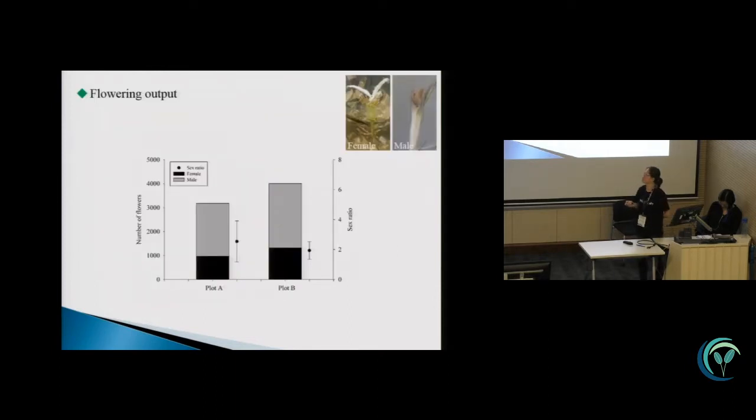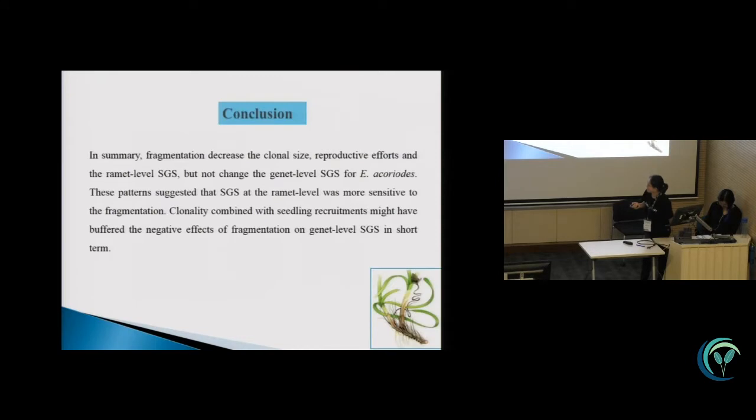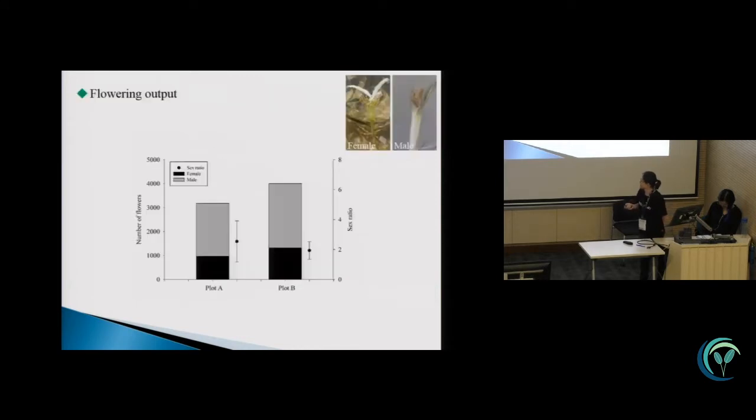For the flowering output result, we found that Enhalus exhibits luxuriant sexual reproduction, although the flowers in plot A are slightly fewer than in plot B.